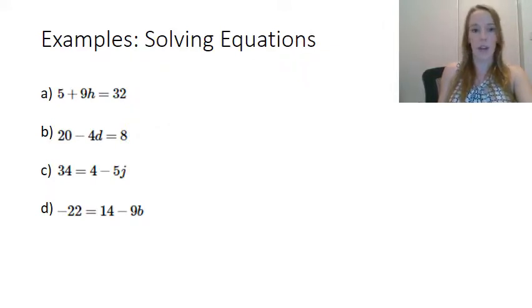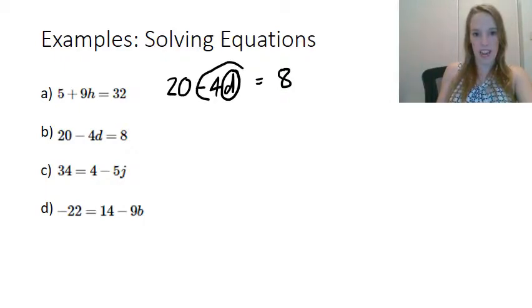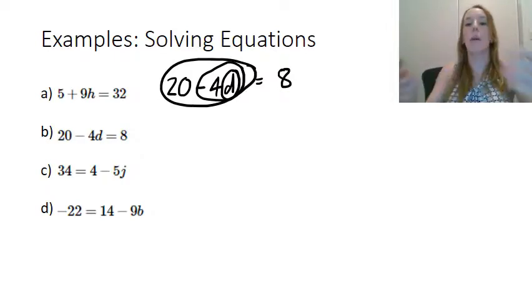Clear the screen and we'll do B. So we've got 20 take 4d equals 8. So d has been multiplied by -4, and then we've had 20 added. So to make our way through that onion, we're going to work backwards.